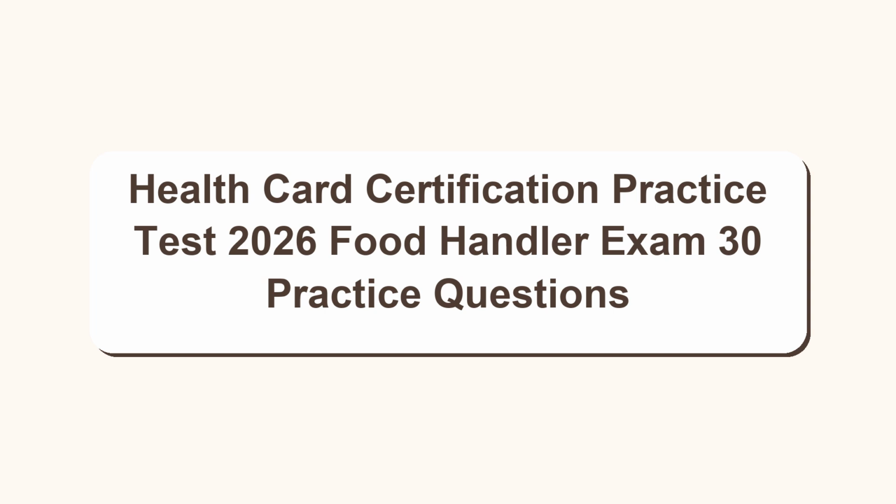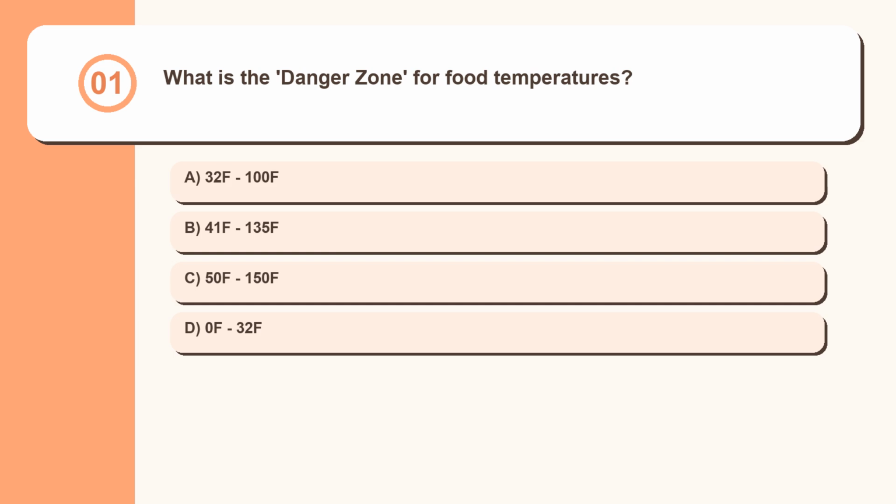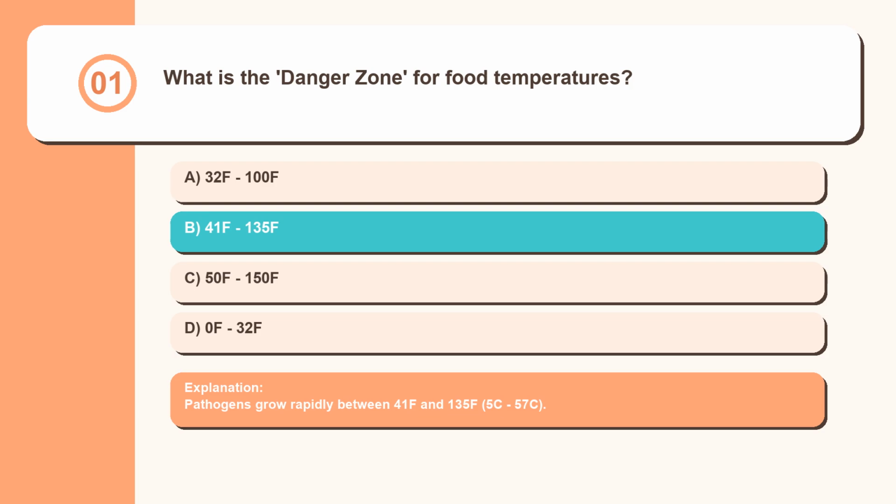Health Card Certification Practice Test 2026, Food Handler Exam, 30 Practice Questions. Question 1. What is the danger zone for food temperatures? 32F to 100F, 41F to 135F, 50F to 150F, 0F to 32F. Pathogens grow rapidly between 41F and 135F, 5C to 57C.